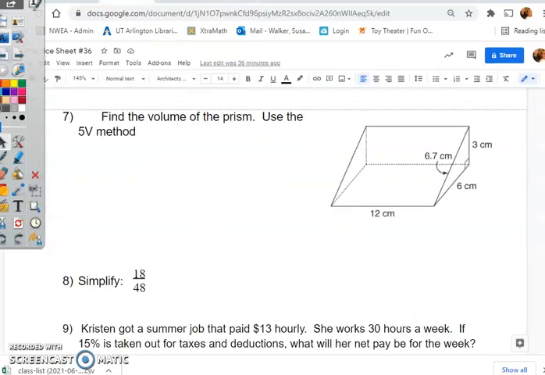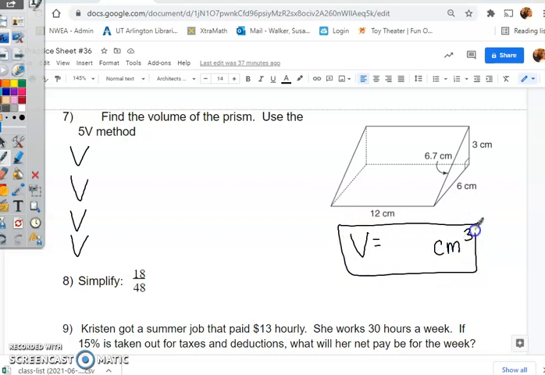So let's look at our practice sheet. 5V method. So V, V, V, V. And I'm going to put my last V over here. And I'm going to go on and put centimeters cubed, just so that I have some workspace. Okay. So first of all, what kind of prism is this? And hopefully you know it is a triangular prism, right? So I'm going to outline the base. Remember, the base is not what it is sitting on. The base is how you name it. This is a triangular prism.